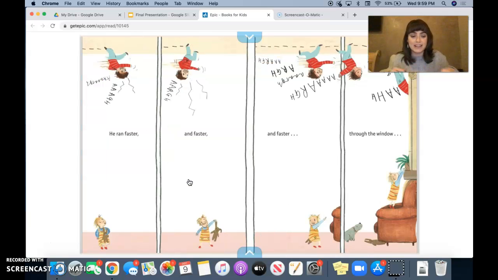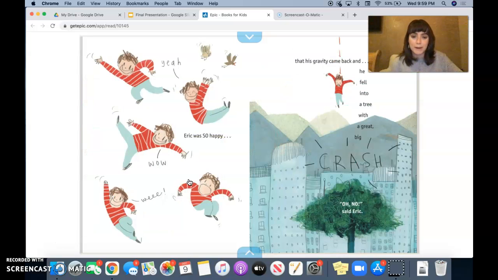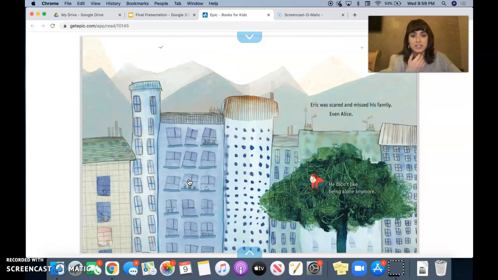So we see that he's still on the ceiling, and all of a sudden he's out of the window and into the outside. So he finally got rid of his sister, and he's thinking that it's excellent, and I ask them to look at the picture and describe what's happening. He's so happy. He's on such a roller coaster of emotions, crashes into the tree, and now he's scared and he misses his family. So we have experienced a ton of different emotions and feelings, and on each page students are going to be prompted with a question asking them to tell me how Eric must be feeling and how they know that.